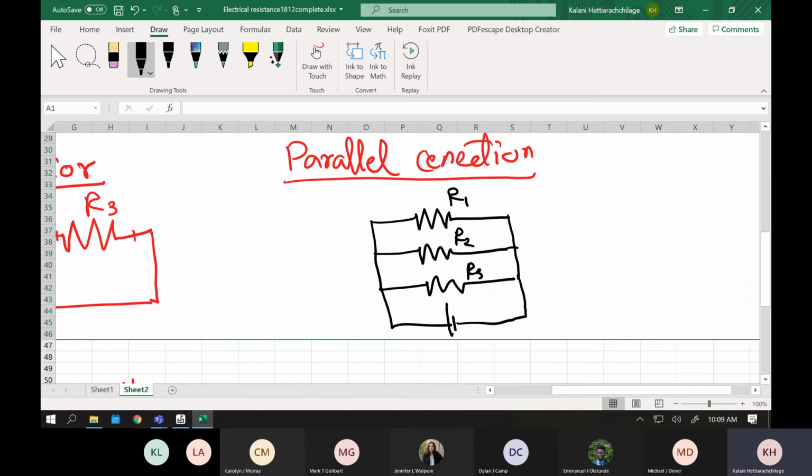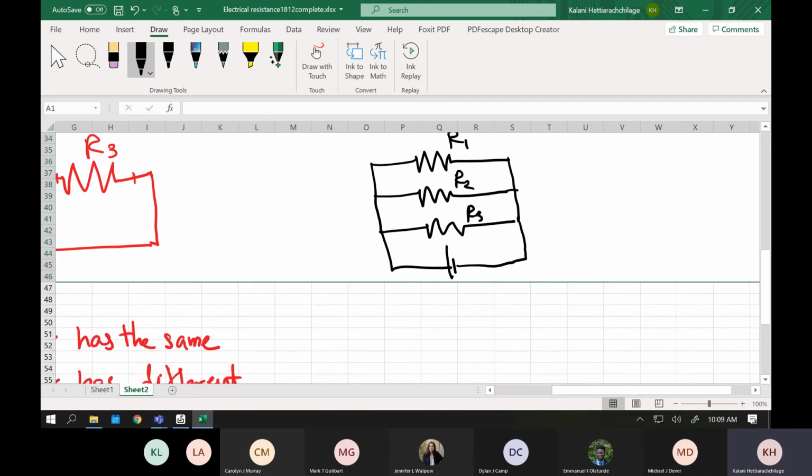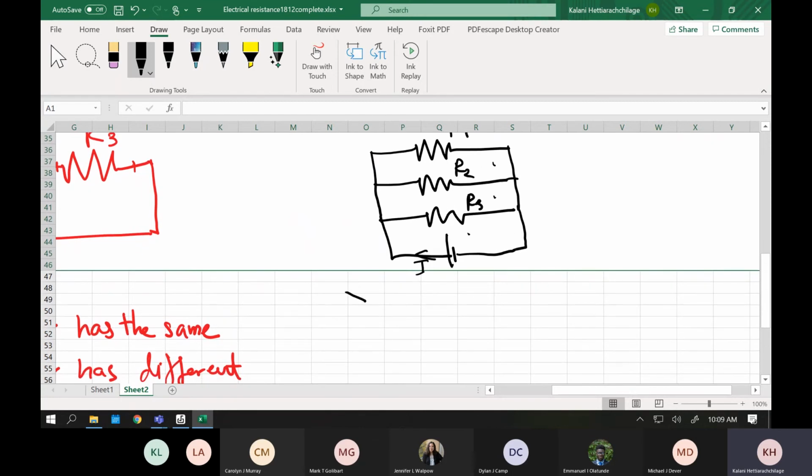The only difference is, in this case, you cannot say it is a single loop. There are a number of loops in this case, right? This will be one loop, two, three, even the big one is another one, right? So you have multi-loop. You're going to say parallel connection, you have multi-loop.